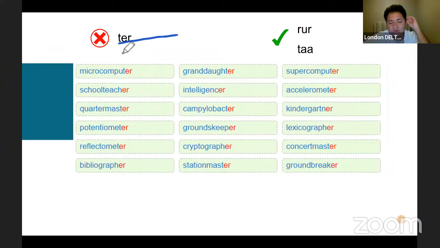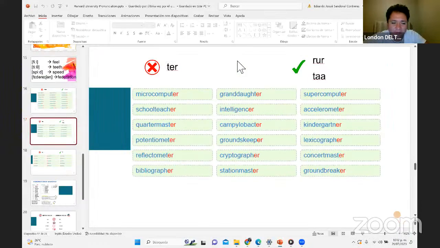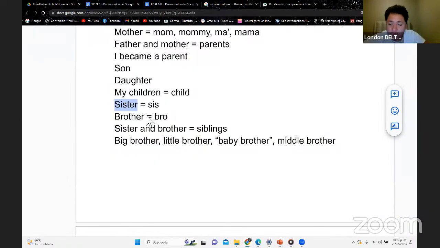In British you only pronounce like A. So you would say like, for example, computer, esa es la pronunciación británica, teacher, master, meter, groundskeeper, cryptographer. So that's the correct pronunciation, but please avoid saying, eviten decir computer, teacher, because that is not the pronunciation. Okay, good.